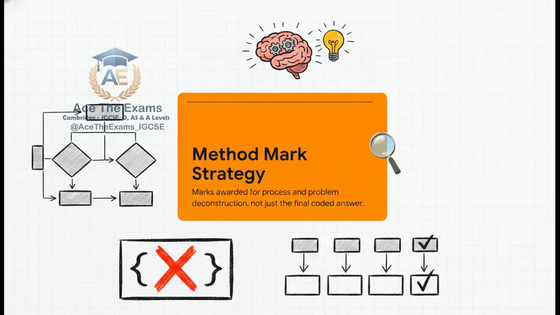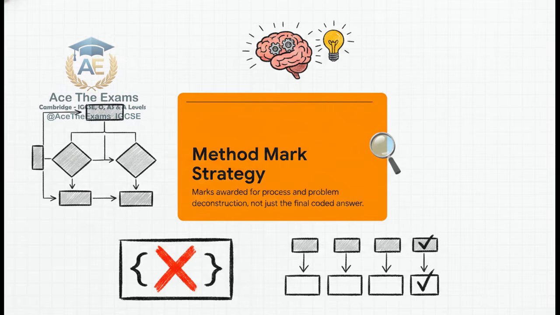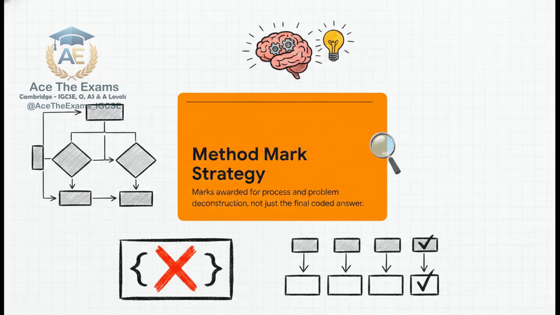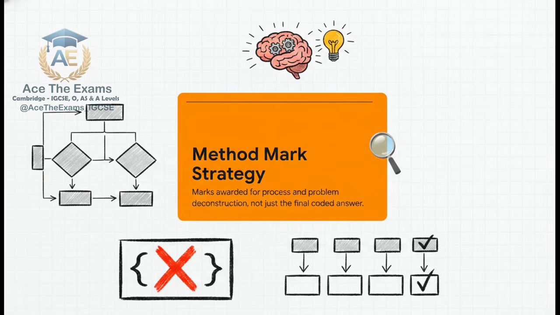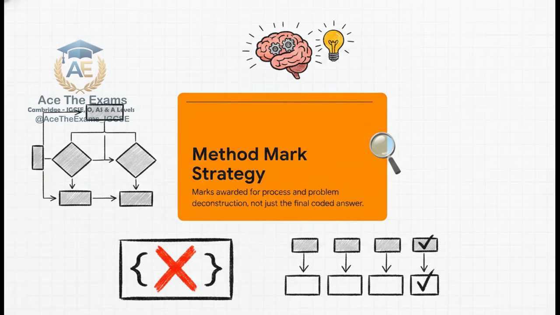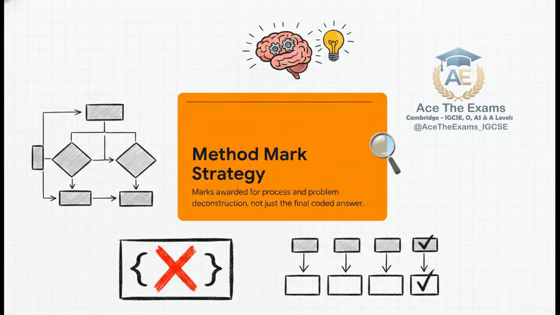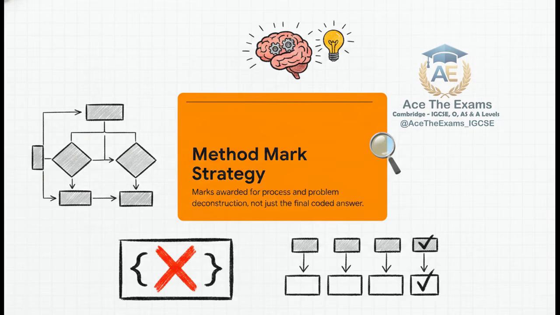Grasping what we call the method mark strategy is a total paradigm shift for most students. This Cambridge assessment principle explicitly states that marks are awarded for the process and the systematic deconstruction of a problem, not just the final coded answer. They want to see the gears turning in your head. They want to see your step-by-step algorithmic thinking. If your final output is slightly off because you made a tiny, minor syntax error, but your decomposition into subtasks was perfectly logical, clearly documented, and well-reasoned, you are still going to secure the vast majority of the method marks.